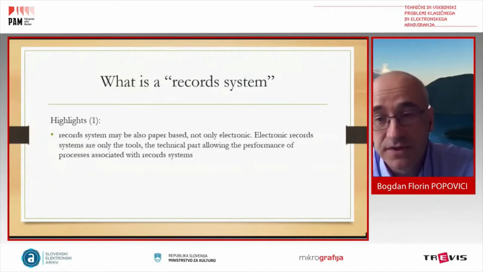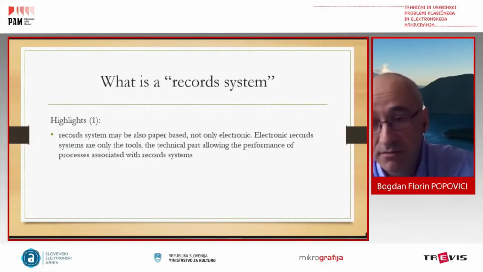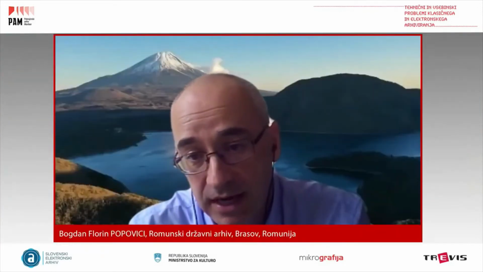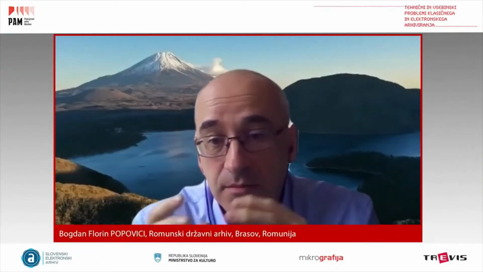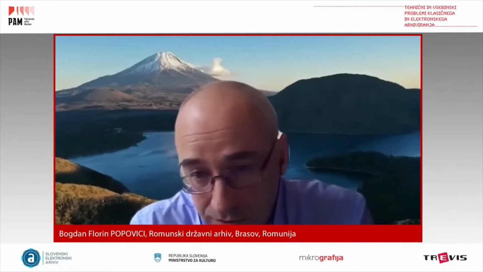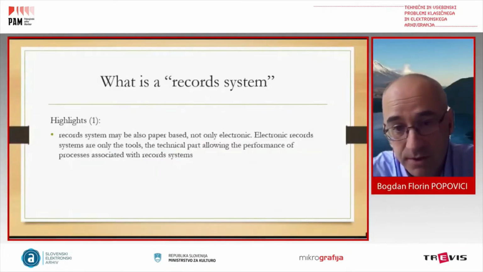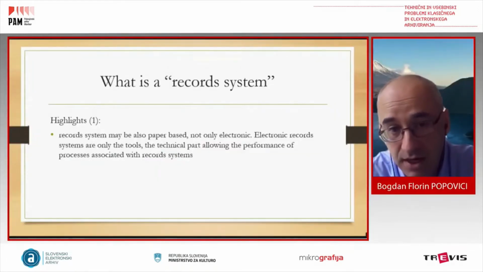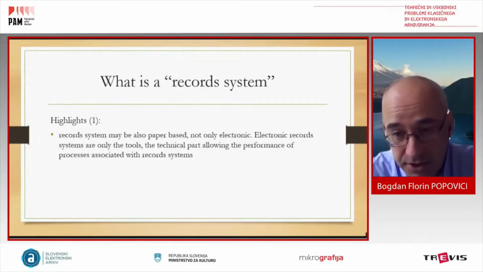Going through all these definitions, there are some things that can be concluded. First of all, the record system may also be on paper, not only electronic, though in today's professional literature most references to the record system are made with the electronic system in mind. But electronic record systems are only the tools, the technical part, along with the performance of processes associated with the records. All the other parts, the procedural things, the responsibilities, the people working, are part of the record system.